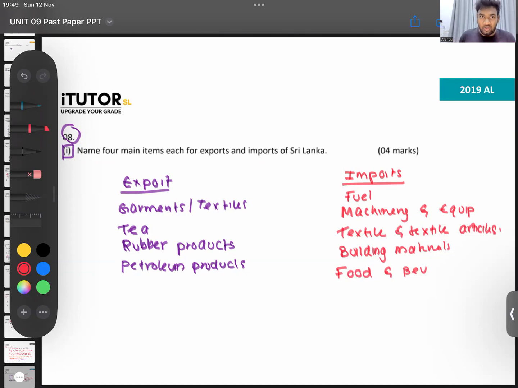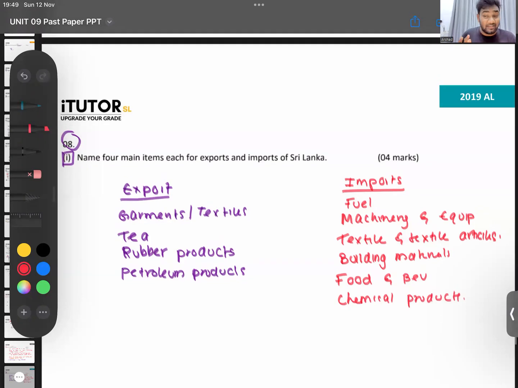We import crude oil from the Middle East and we refine it. We convert that into petrol and diesel. That's called refined petroleum. And some of it we export, guys. That's why it's there on export. Yes, chemical products. No, it doesn't have to be in order. If you can write 4 main, you will get your marks. Okay. Done. We discussed this in a previous paper also.